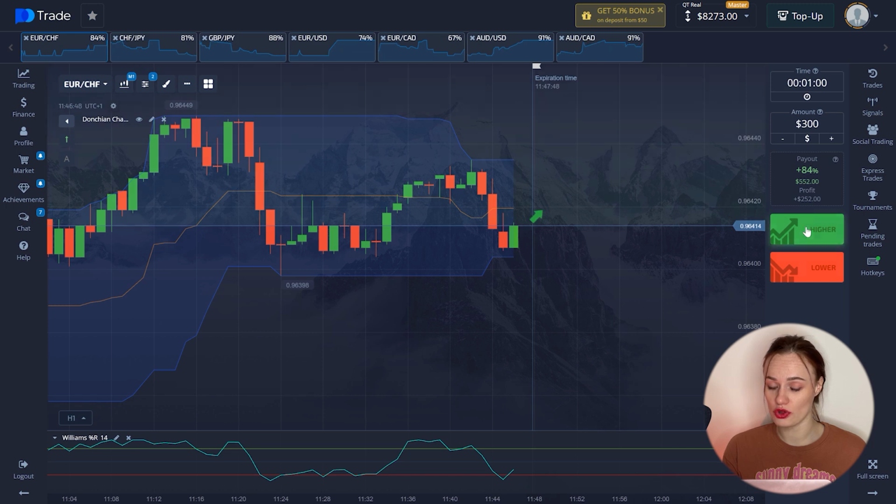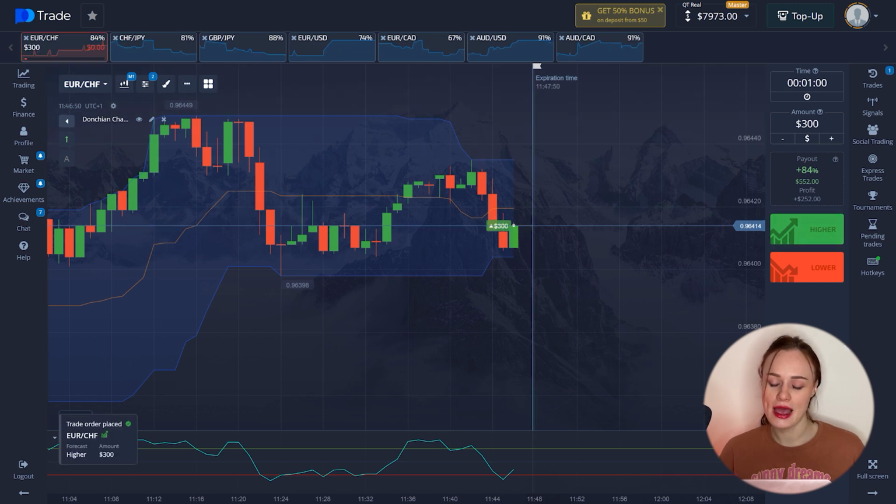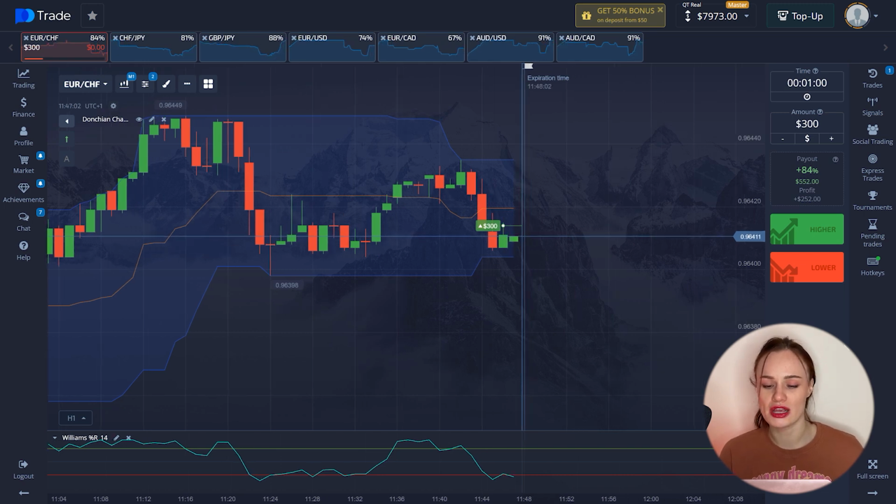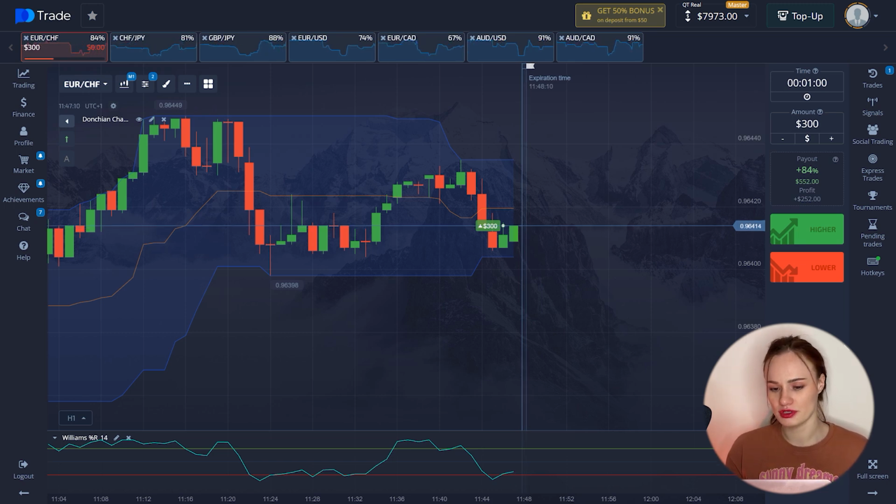Continuing to trade, I'll open the next deal to increase by $300 for 1 minute. Here you can clearly see the signals that I'm looking for. Look, the price approached the lower limit of the Donchian indicator, after which it turned around and went up. Thus, we can say that the quotes have pushed off from this boundary, and now I have the first signal.